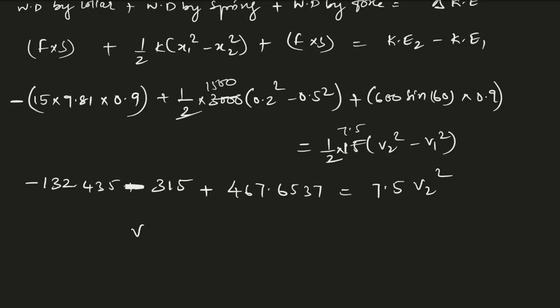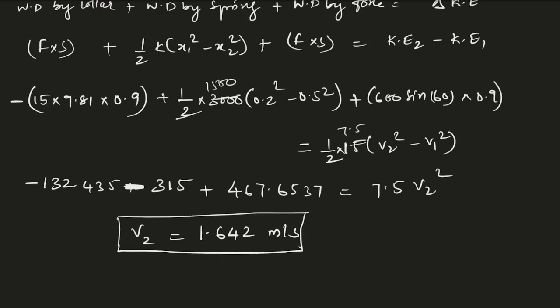So now we can find out the v2 value. So minus 132.435 minus 315 plus 467.637 gives me some value, divided by 7.5, and then the square root of this value is 1.642 meter per second. So the velocity at position B is 1.642 meter per second.